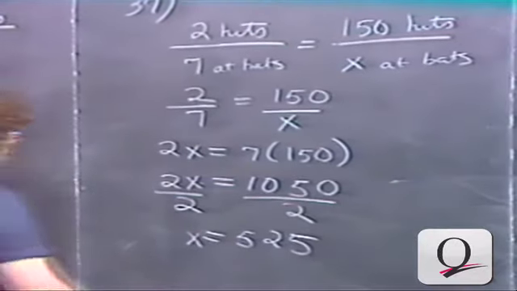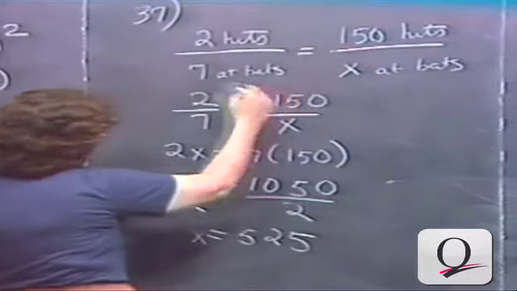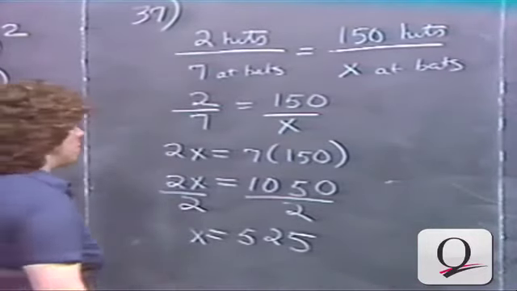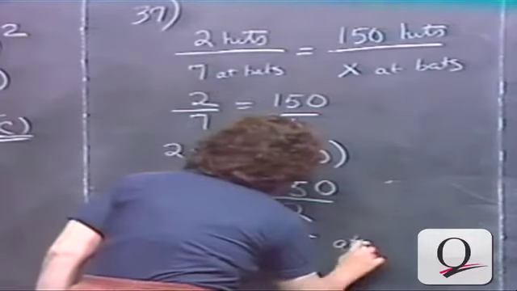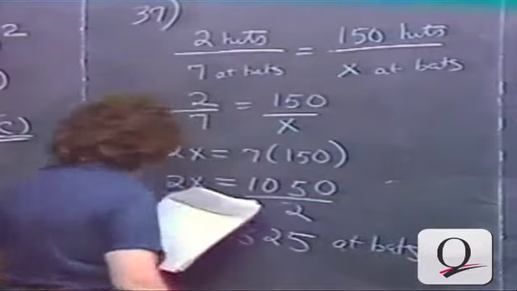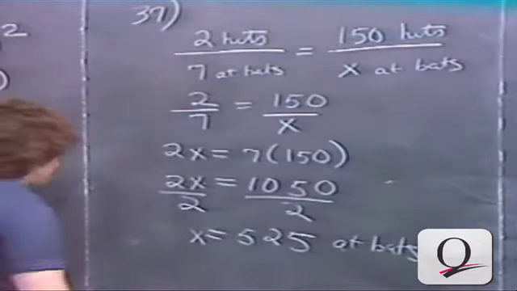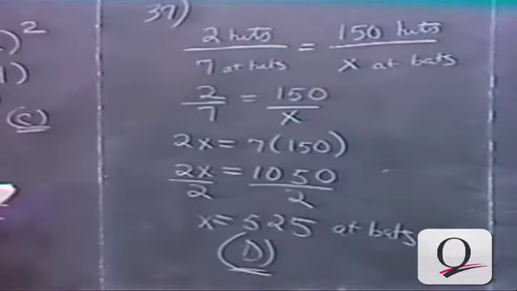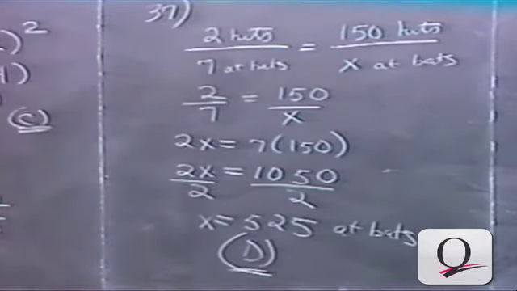525 at-bats in order to get 150 hits, assuming that it works in this proportion. So 525 at-bats. And that is choice D. Question 37, the answer is D, 525.